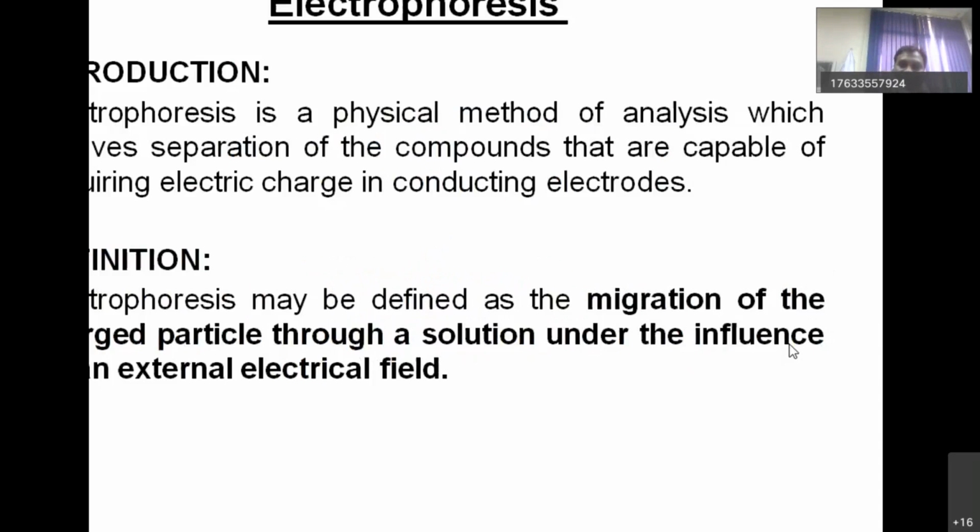You can say electrophoresis is the physical method of analysis which involves separation of the compounds that are capable of acquiring electric charge in conducting electrodes. Electrophoresis can be defined as the migration of the charged particle through a solution under the influence of an external electrical field.